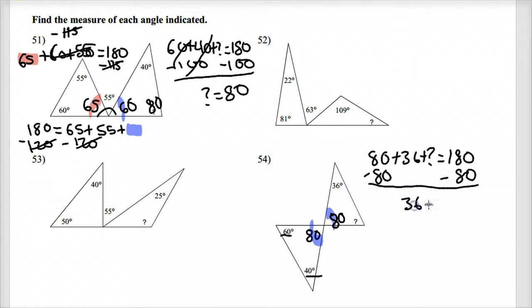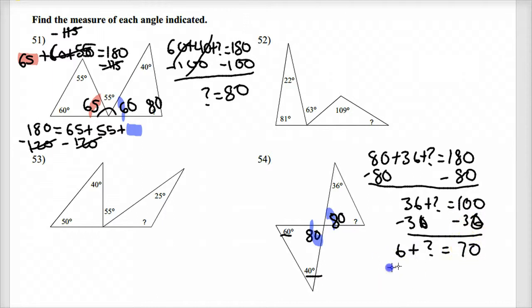That gives me 36 plus the question mark equals 100. Subtract 36. I got the question mark equals, well, I should have just subtracted 30. How about that? 6 plus the question mark equals 70. Then I'll subtract 6. Question mark equals 64. Excellent. And that does look 64-ish, 64 degrees. All right, that's this video. We will pick it up on the next one.